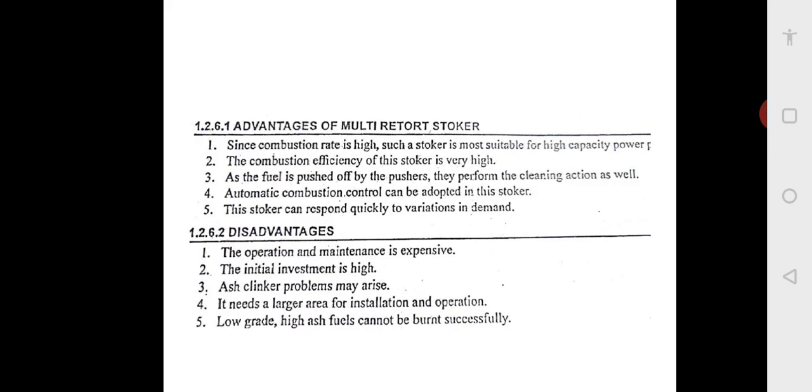And what are the disadvantages? The operation and maintenance is expensive, because now it does not have a single coal pusher and single retort, it has multiple retorts. So the initial investment is also high, and ash clinker problems may arise. It needs a large area for installation and operation, and low grade high ash fuels cannot be burnt successfully, because if high ash is there, then clinker formation will take place. That is why low grade and high ash fuels cannot be burnt in this multi-retort stoker.